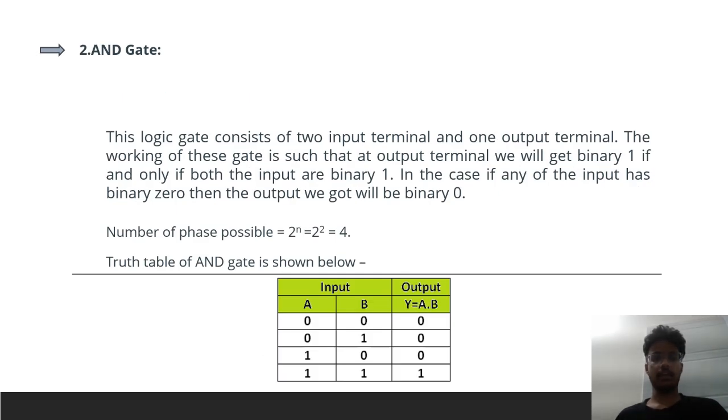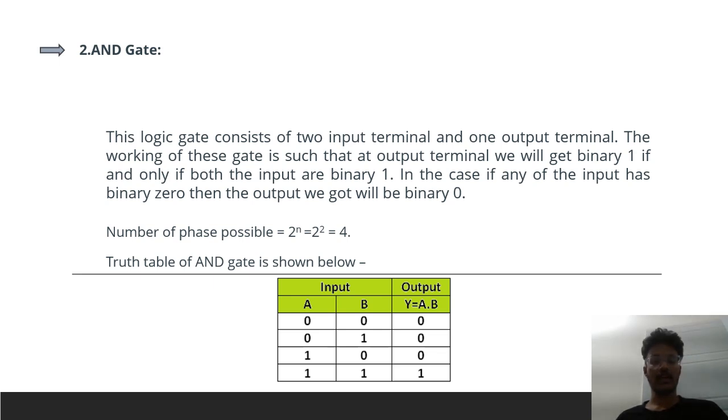Then next comes the second, AND gate. AND gate consists of two input terminals as well as one output terminal. In the working of this gate, at the output terminal we will get binary 1 if and only if the inputs are binary 1. In the case of any of the inputs having binary 0, then the output will be 0 only. The number of possible cases is equal to 2 to the power n, which is 2 squared, equal to 4.